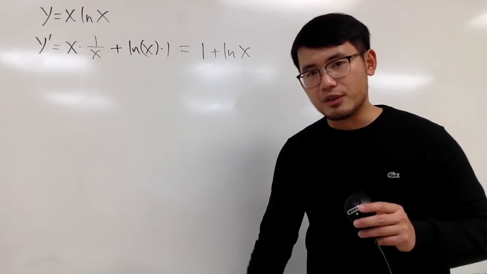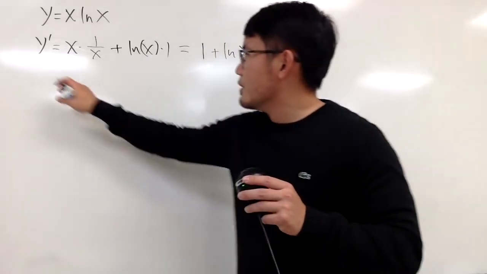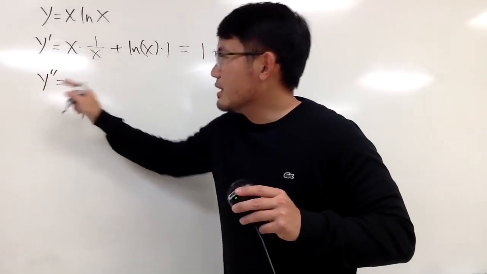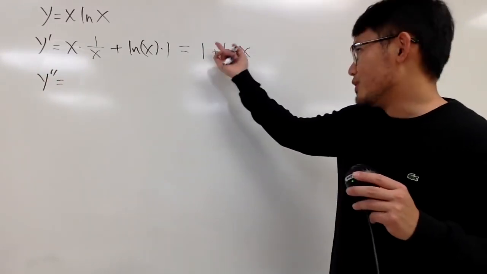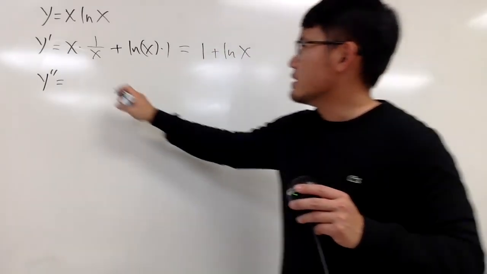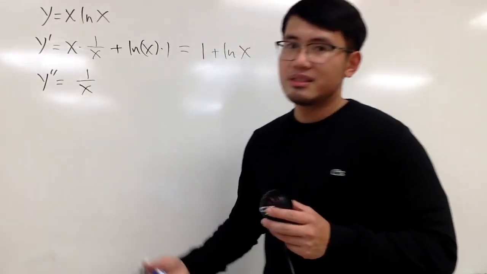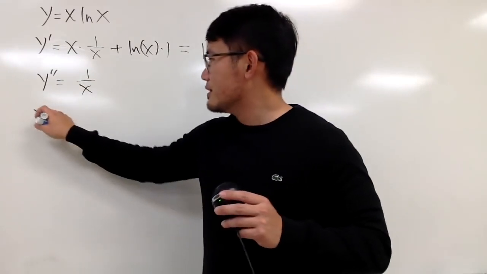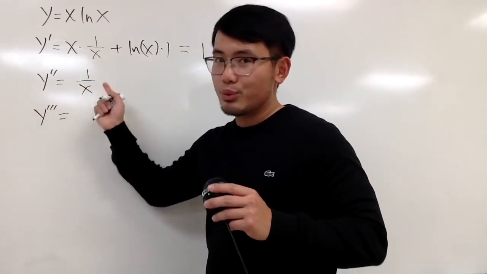So that's what we have for the first derivative. And then, let's do it again. The second derivative: to differentiate this, the derivative of 1 is 0. The derivative of ln x is 1 over x. That's it. And for the third derivative, we'll do this again.